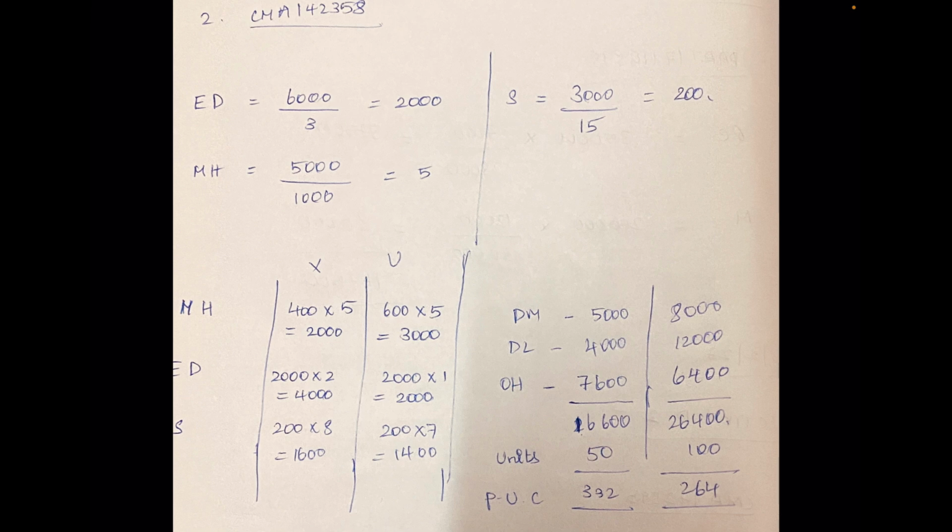The total cost for making X-ray is $16,600, and for ultrasound it is $26,400. We have to find out the budgeted cost to manufacture one ultrasound machine. The total cost to produce ultrasound machines is $26,400 divided by the number of units produced, that is 100, which gives us the budgeted cost to manufacture one ultrasound machine: $264.